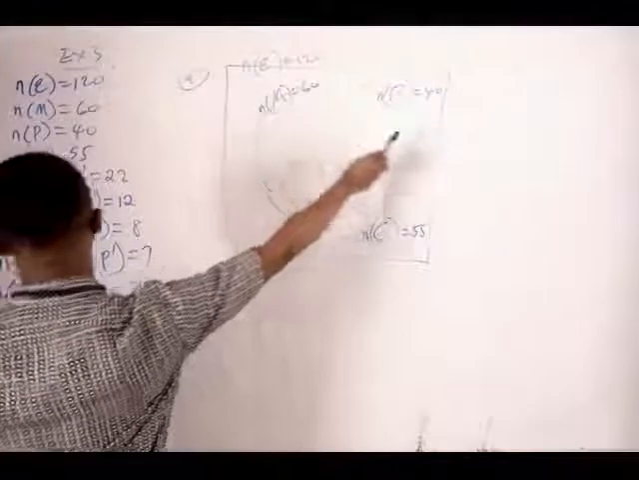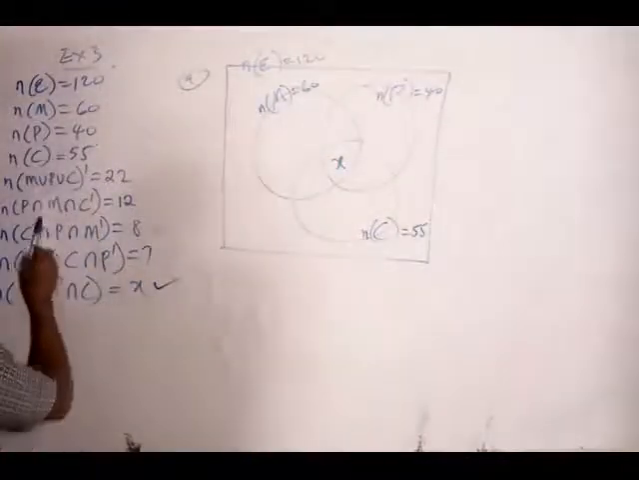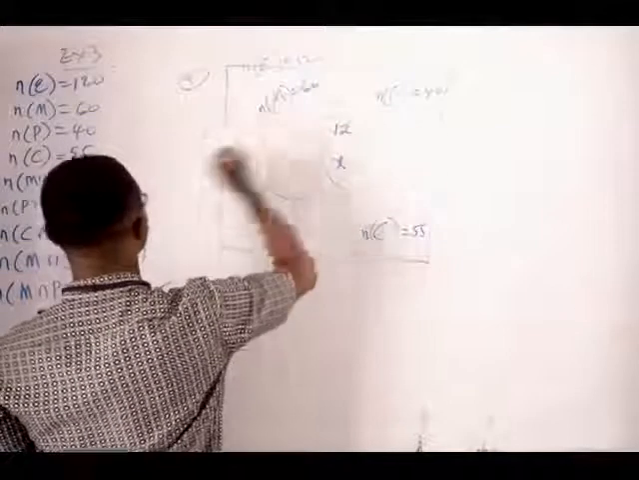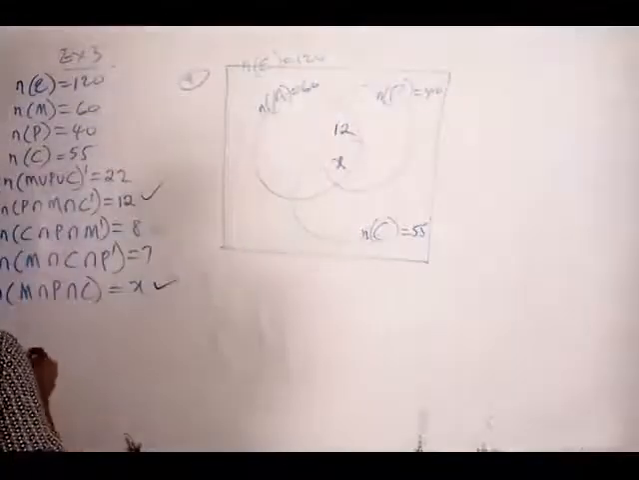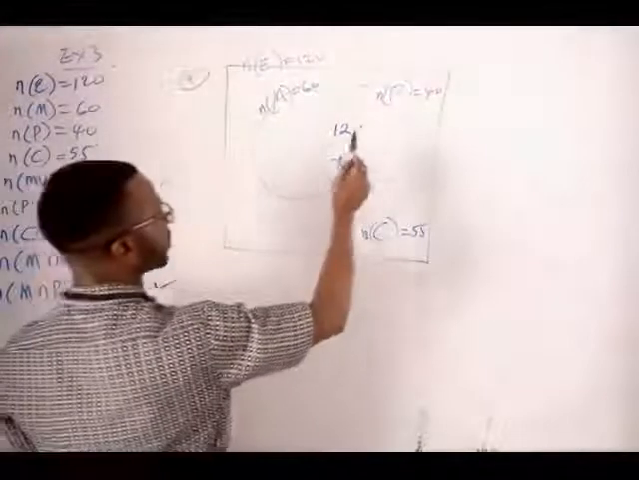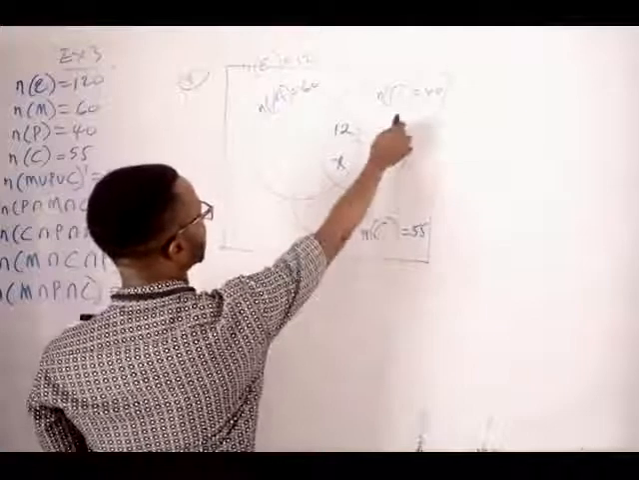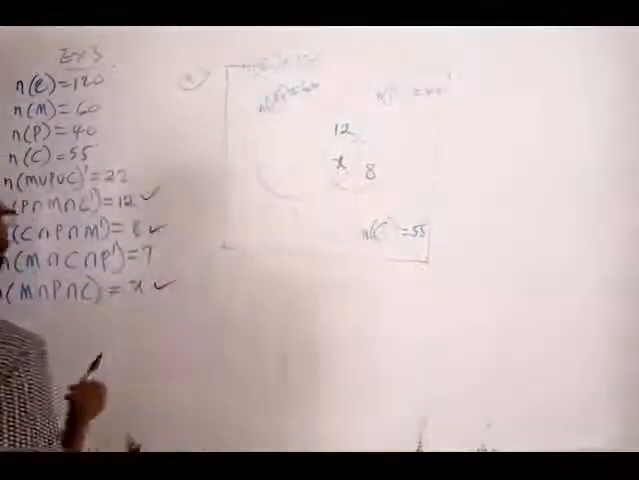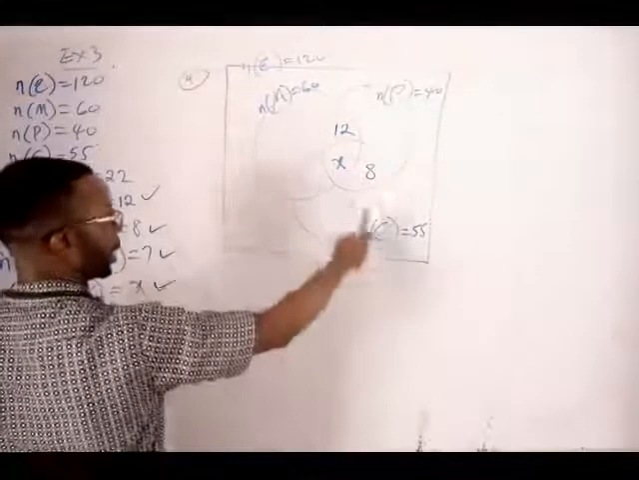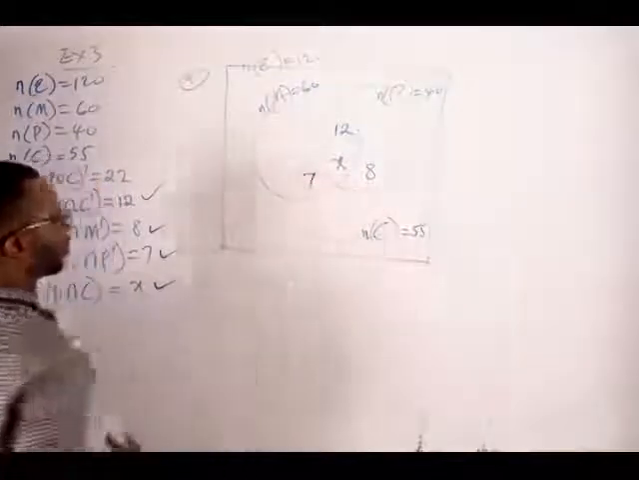This is mathematics and physics only. Let's locate it. Mathematics and physics only, because this is prime, so this is 12. Then we have chemistry and physics only, and it's 8. And I also have mathematics and chemistry only. This is prime. Mathematics and chemistry only, and this is 7.